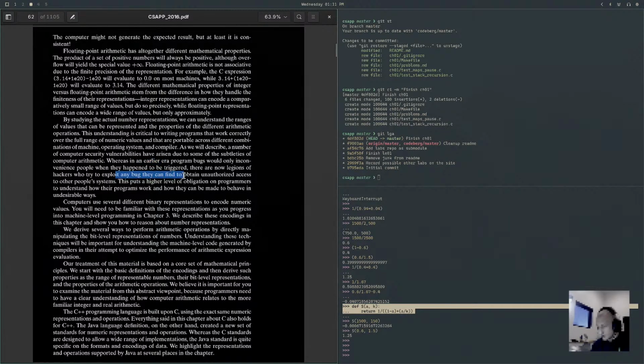to obtain unauthorized access to other people's systems. This puts a higher level of obligation on programmers to understand how their programs work and how they can be made to behave in undesirable ways.